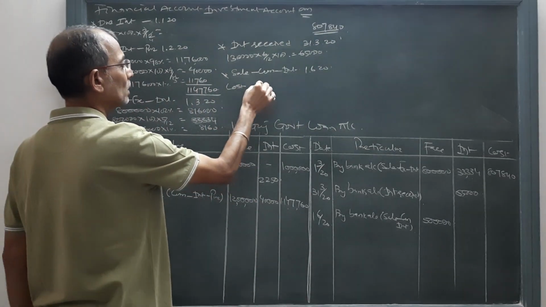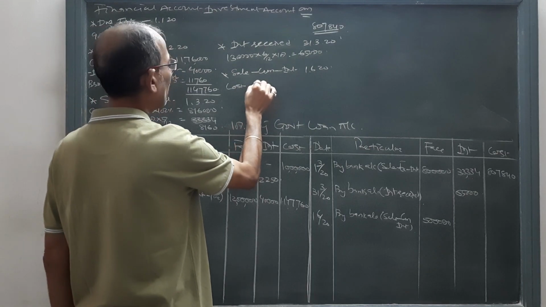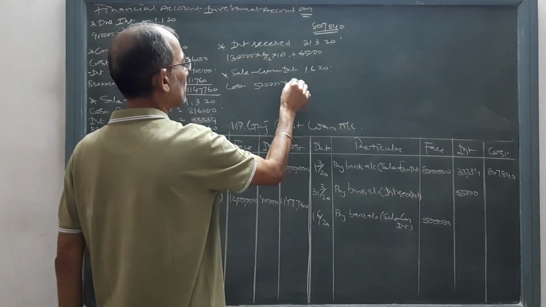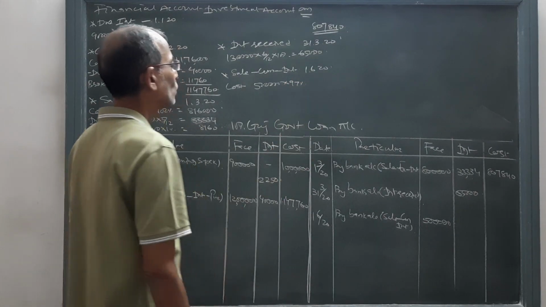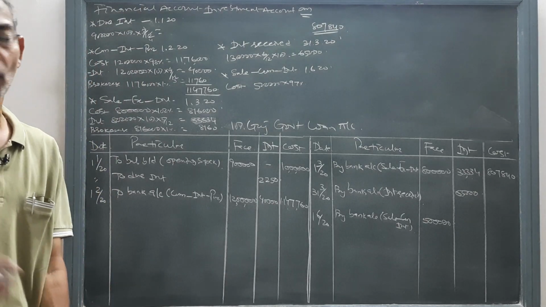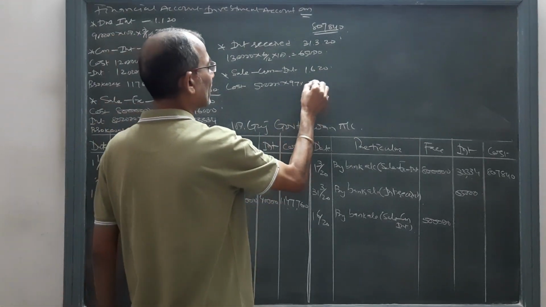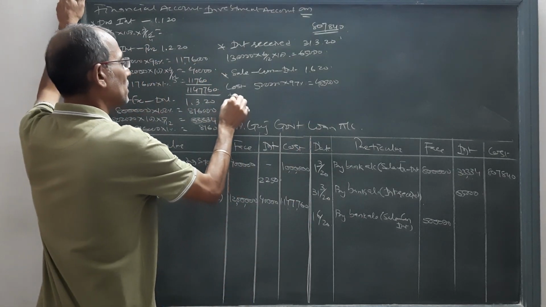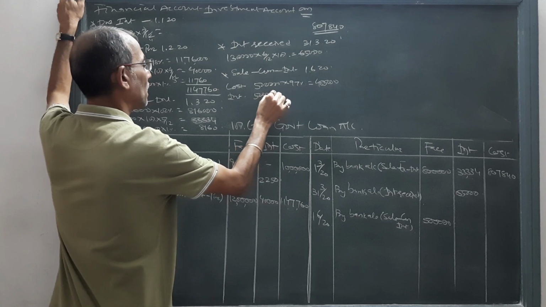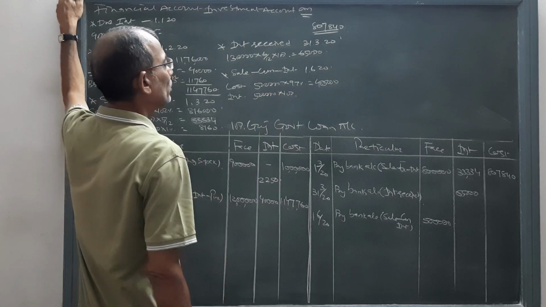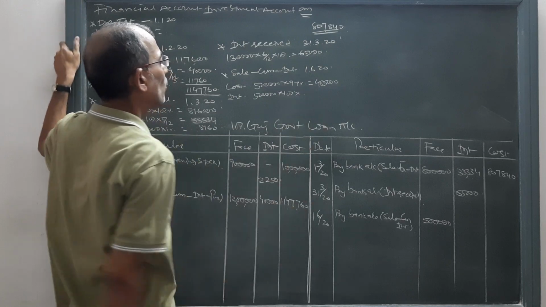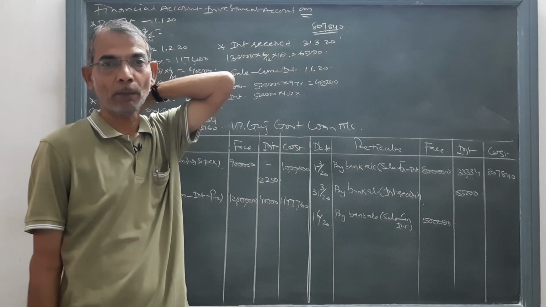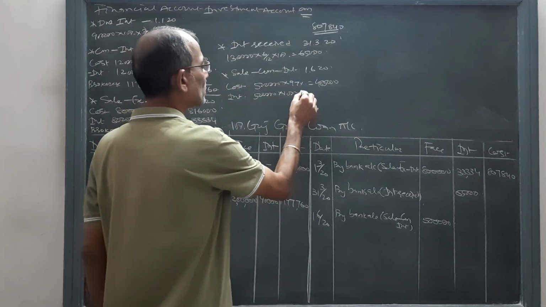Now cost: 5 lakh into 97 percentage. So 1% will be 5,000, 15,000 will be subtracted, 4 lakh 85,000. Interest on 5 lakh at 10% will be 50,000. For how many months? Last interest was calculated on 31st March, so April and May, for 2 months.